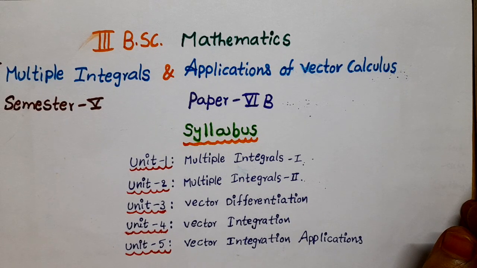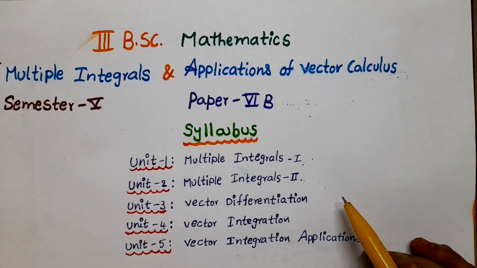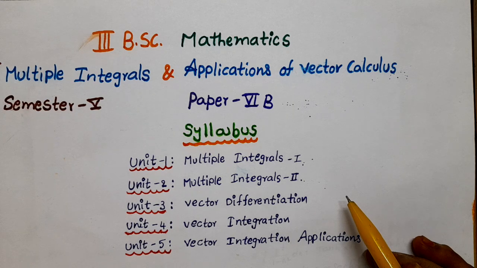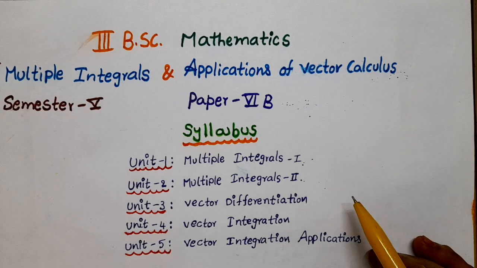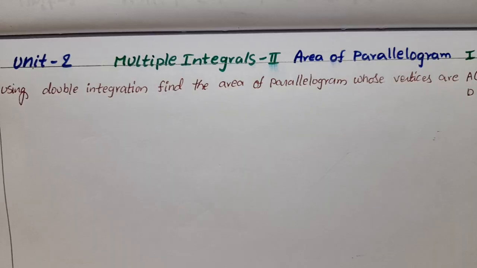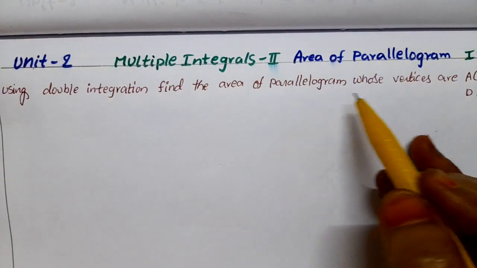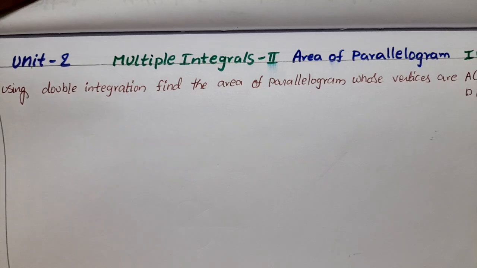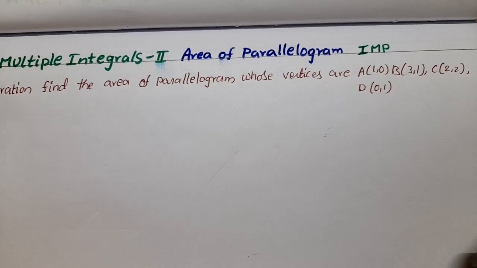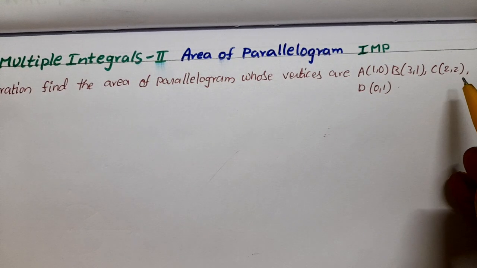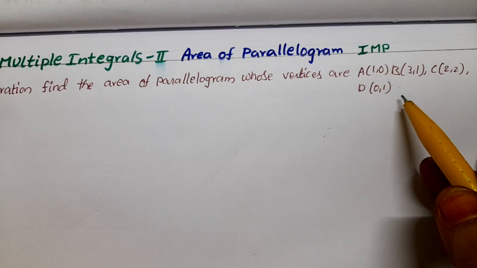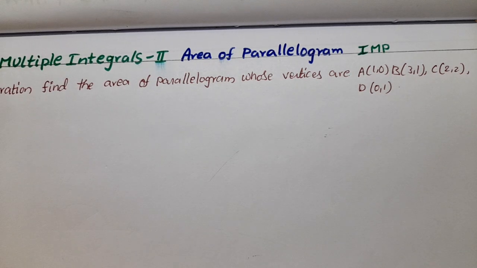Students, today we will learn in 3rd B.Sc. Mathematics, multiple integrals and applications of vector calculus, semester 5, paper 6b, 2nd unit, multiple integrals part 2: the calculation of area of a parallelogram by using double integral. Using double integral, find the area of parallelogram whose vertices are A(1, 0), B(3, 1), C(2, 2) and D(0, 1). Solution.